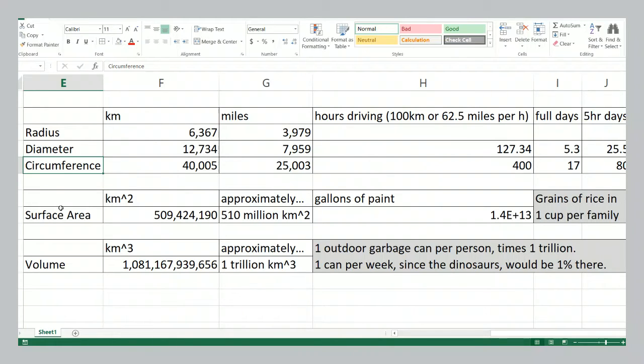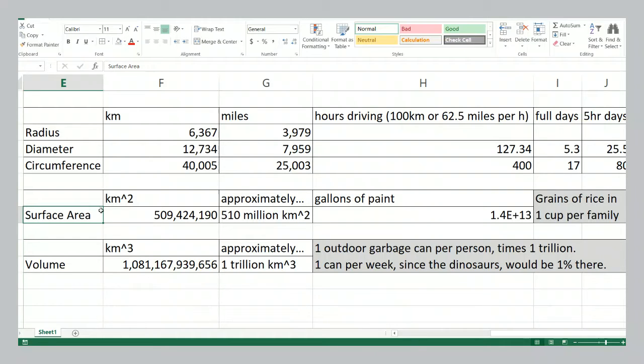Now let's talk about surface area. Let's say we wanted to paint the entire Earth, like oceans, ground, everything, right? We're not talking about caves and mountains, just a sphere the size of the Earth, and we want to paint that entire sphere. How much paint would we need to paint the entire Earth?